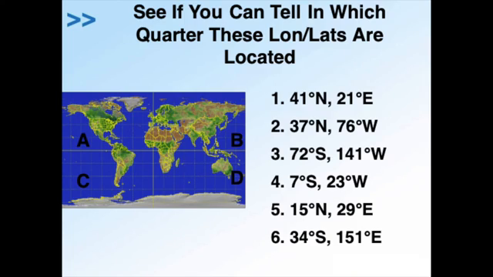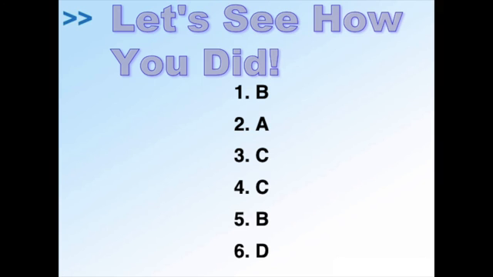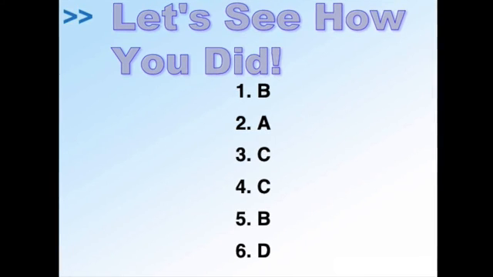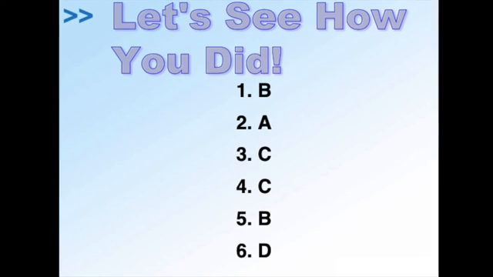See if you can tell in which quarter each of these longitudes and latitudes are located. Stop the video now and take a look at each of the 6. Okay, now you can check your answers real quick. 1 is B, 2 is A, 3 is C, 4 is C, 5 is B, and 6 is D.